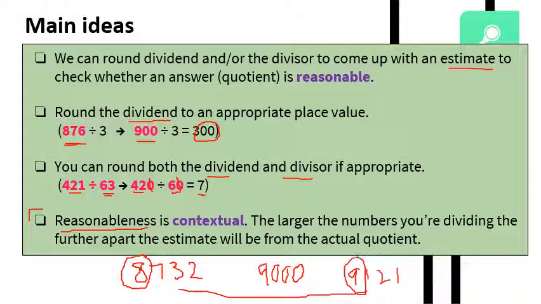If you're dealing with tens and ones, like 27 divided by 4, of course that's not going to be that huge. So it's really contextual. It really depends on the size of the numbers you're dealing with, whether it's reasonable or not. So it's a judgment that you have to make.